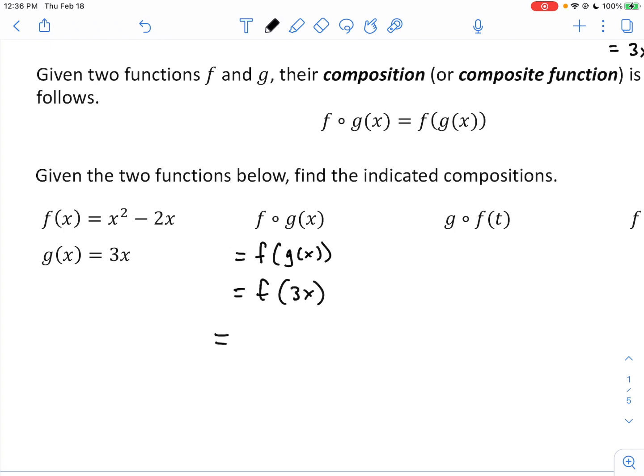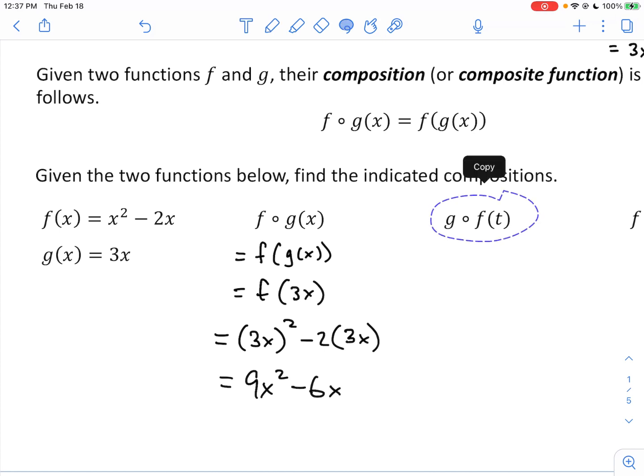And the f function, it's going to square its input and then minus double its input. So what I've done is this structure right here, I just rewrote f, but I replaced the x and the x with empty sets of parentheses. And then in those sets of parentheses go this 3x now. So you have 3x here and 3x here. And then we'll simplify a little bit. 3x squared is 9x squared, and then minus 6x. This is fog of x.